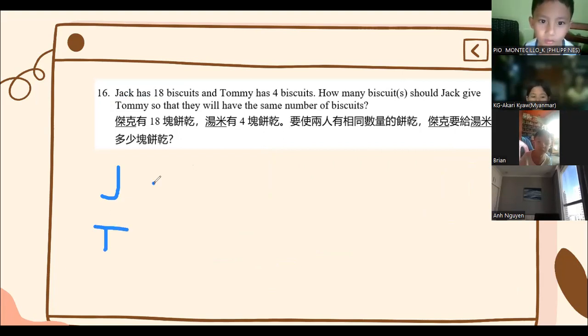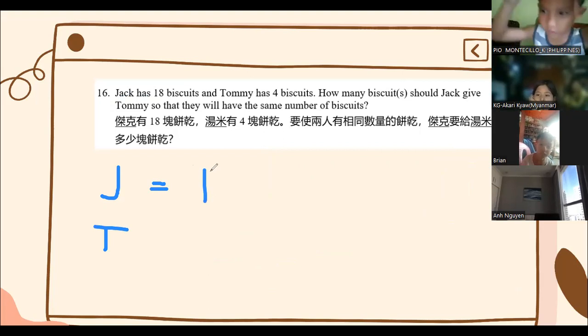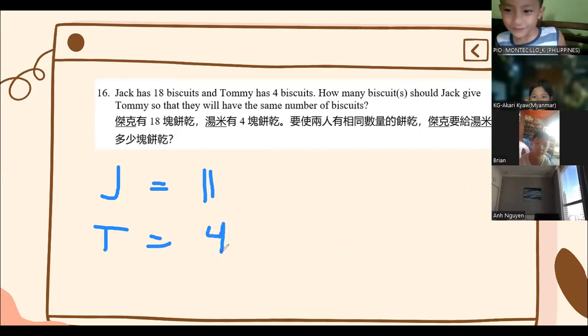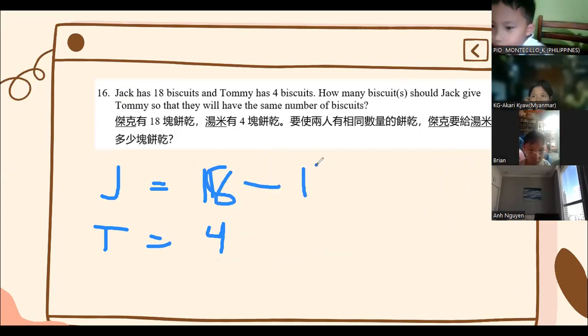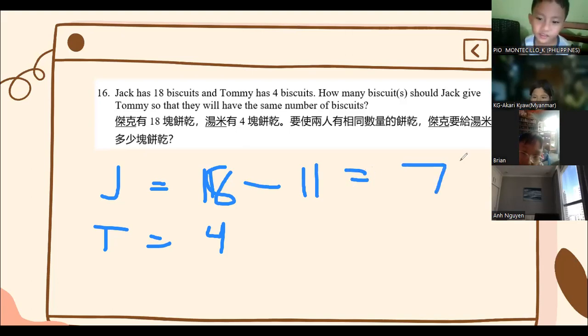So since Jack has more than 11, he is definitely gonna give out. Yes, he's gonna give the excess biscuits that he doesn't need because he only needs 11, so that both of them will have equal number. And remember that Tommy at first just has 4, so Tommy needs more to have 11. So 18 minus 11, because we're going to just make sure that Jack has 11, so it's equal to 7.